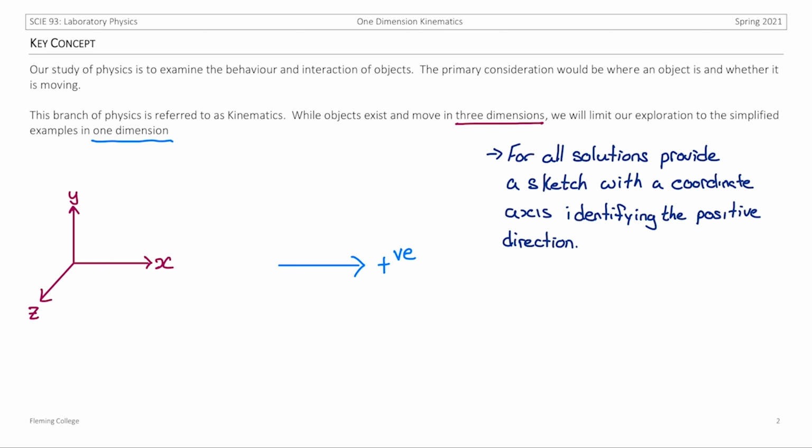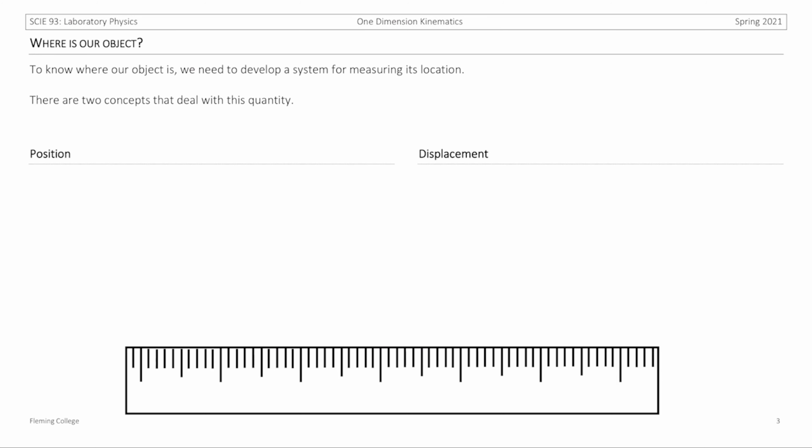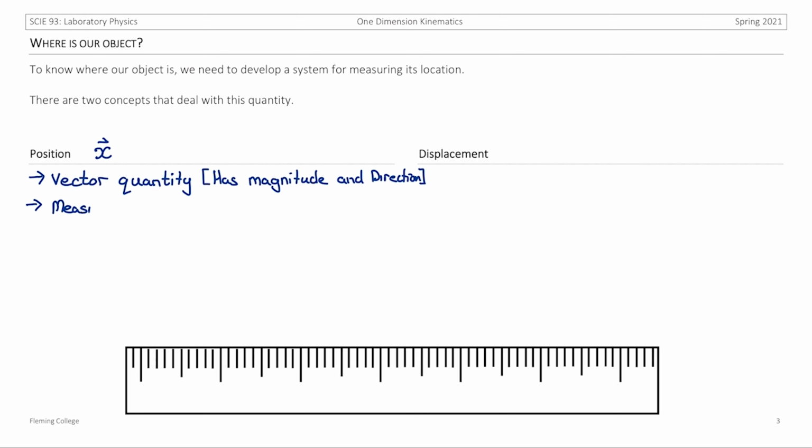Our most basic investigation of kinematics is the necessity of needing to know where an object is. There are 2 concepts that deal with the location of an object. The first is position, and we represent position with an X and a little arrow over top. This is a vector quantity, which means it has a magnitude, a size, and an amount to it, and a direction. And both of those components of position need to be reported.